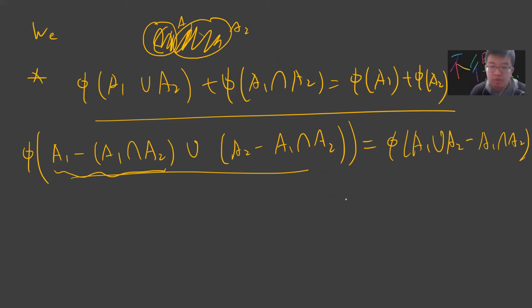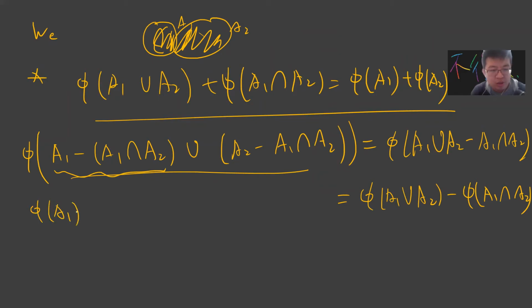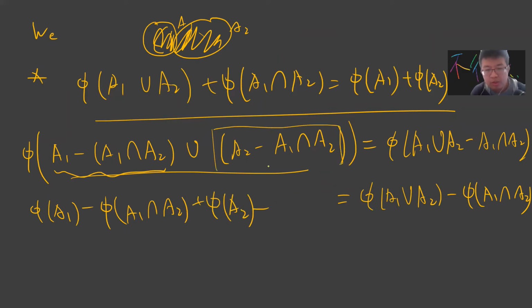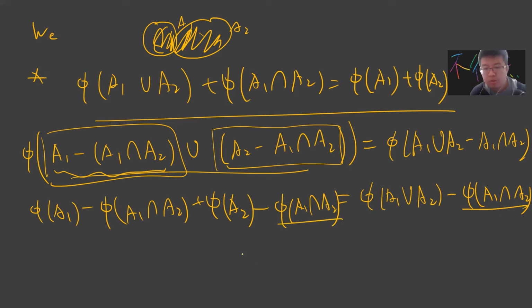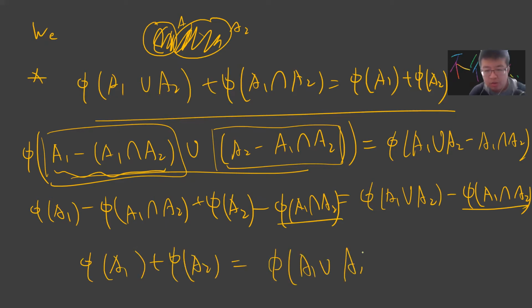And by previous results, this will be phi of A1 union A2 minus phi of A1 intersection A2, and for this one, you will get phi of A1 minus phi of A1 intersection A2 plus phi of A2. Remember these two are disjoint, minus phi of A1 intersection A2. So one of these will cancel. So you get phi of A1 plus phi of A2 equals phi of A1 union A2 plus phi of A1 intersection A2.